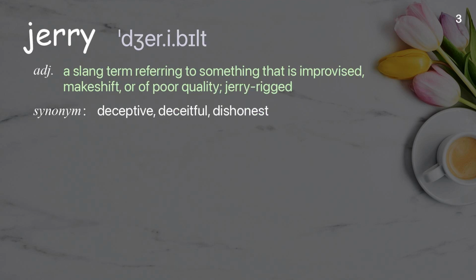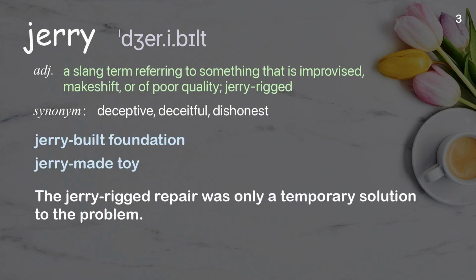Jerry. A slang term referring to something that is improvised, makeshift, or of poor quality, jerry-rigged. Examples: Jerry-built foundation. Jerry-made toy. The jerry-rigged repair was only a temporary solution to the problem.